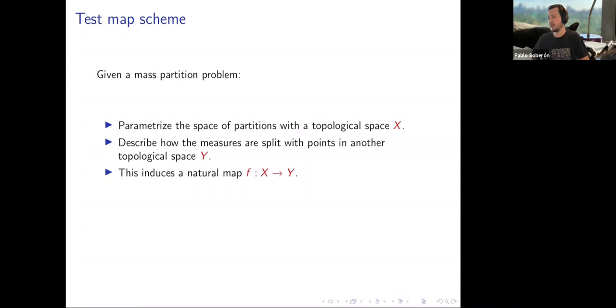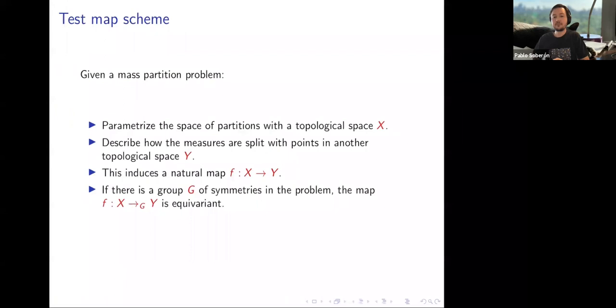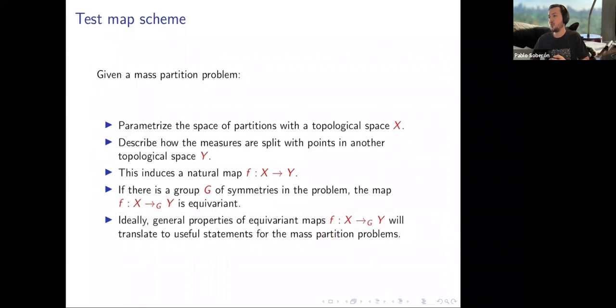And if you have a group of symmetries in the problem, like flipping the sides of the hyperplane, for example, then this function turns out to be equivariant, meaning that if I do the action of G on X, what I get is the resulting action of G on Y. Then you study the equivariant map from X to Y as a topological problem. What you hope for is that the properties of this map translate to interesting results in mass partitions. In this case, the Borsuk-Ulam theorem is exactly what we needed.